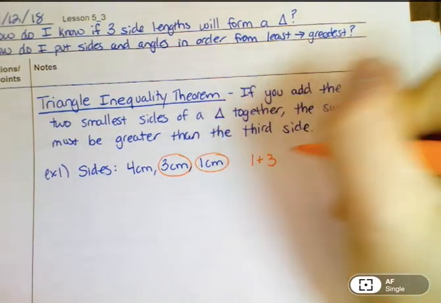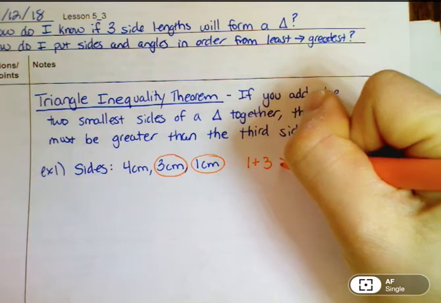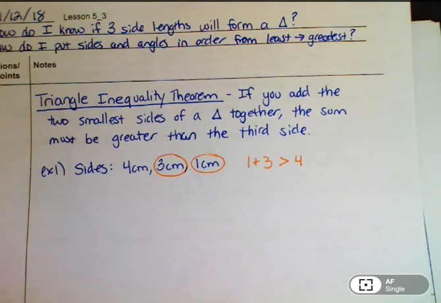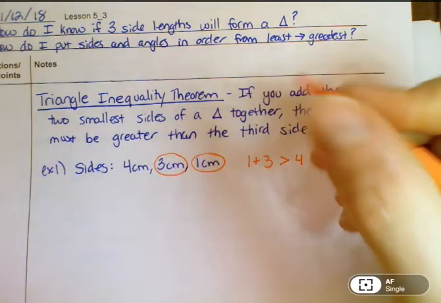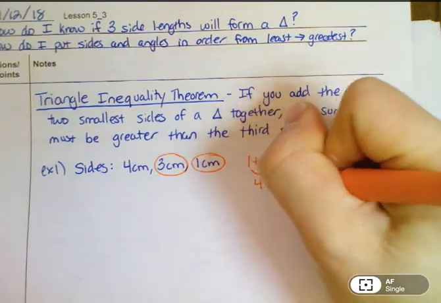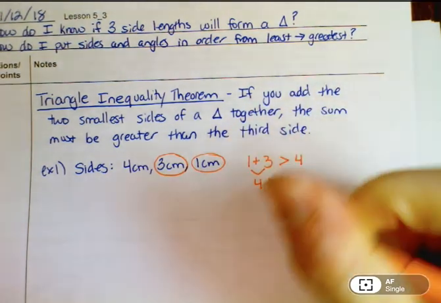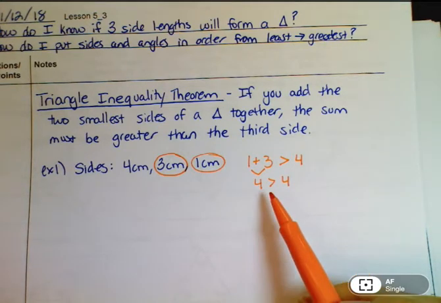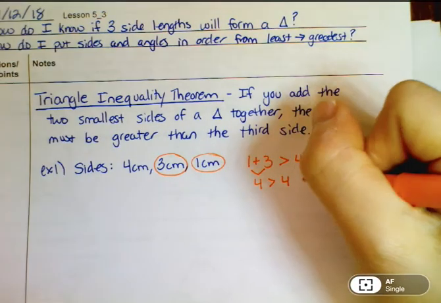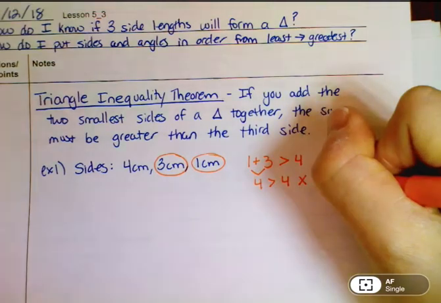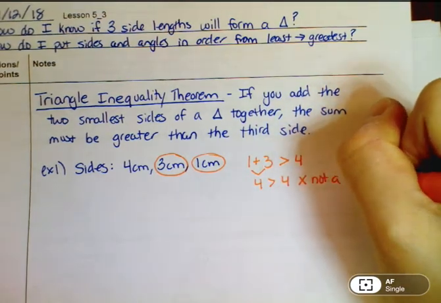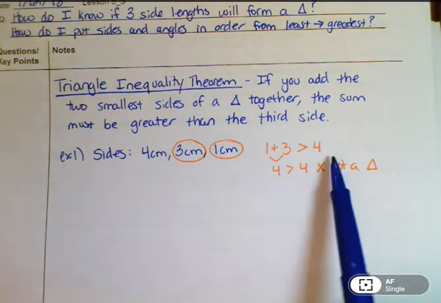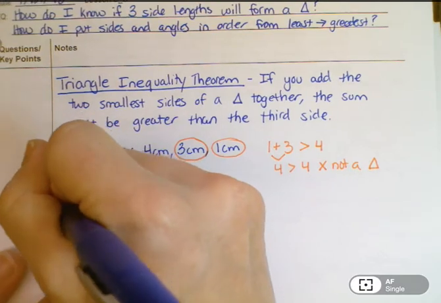1 plus 3, those are our smallest sides, must be greater than, that's our greater than symbol, our other side, which is 4. And then we just need to see if this is true or not. So we'll simplify. 1 plus 3 is 4. Drop that down, drop that down. This says 4 is greater than 4, but that is not true. 4 is equal to 4. It's not greater than 4. And so next to this, I want you to put an X and then say not a triangle. It's not a triangle because this inequality didn't work. Let's look at another example.